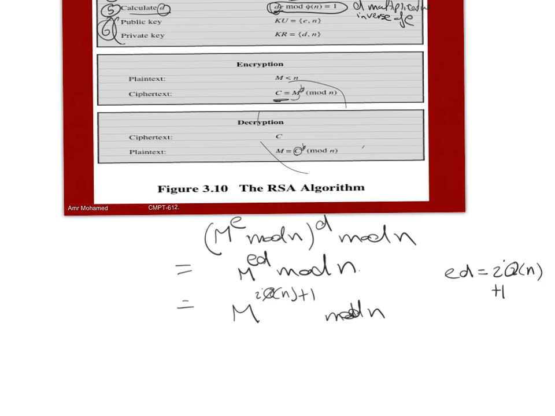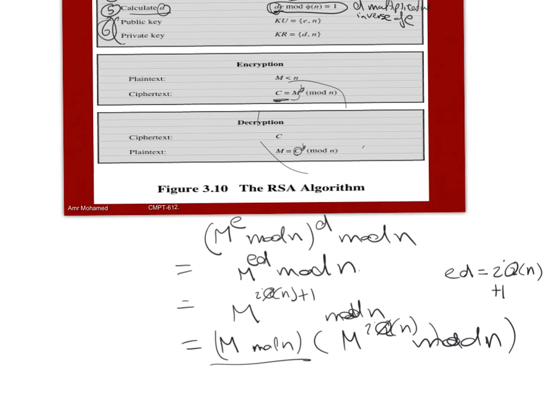This is in fact M mod N multiplied by M to the power I times totient of N, mod N. That's it. So of these two terms, we need the second term to be equal to 1 in order to end up with M. And M mod N is in fact M, which requires that M and N are relatively prime, which means that there are no common divisors between M and N.